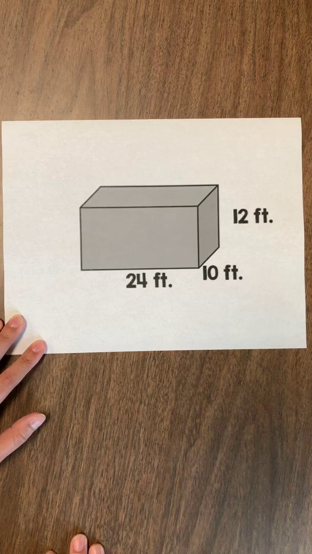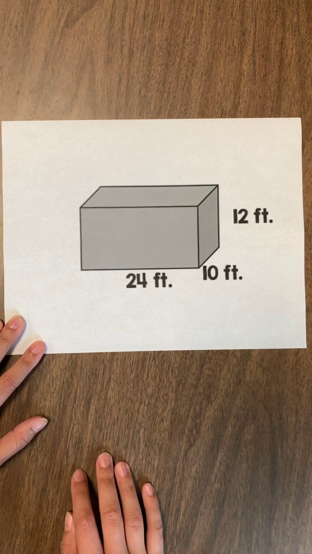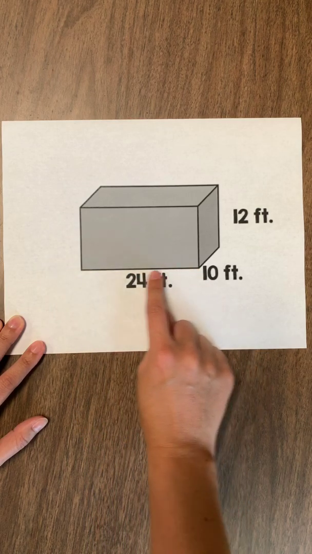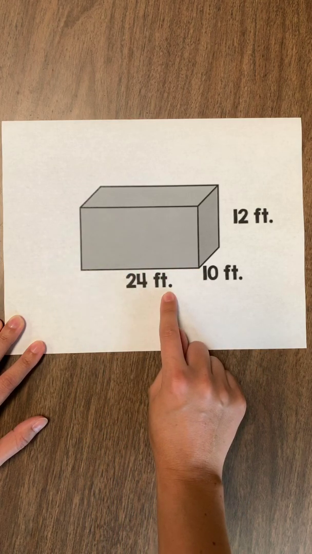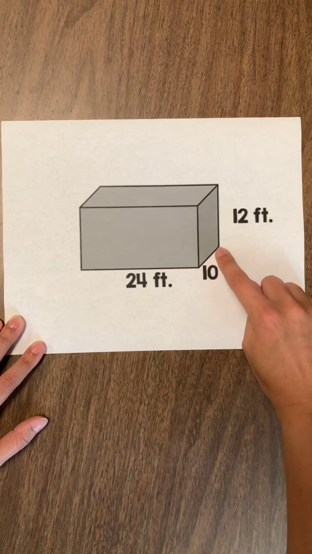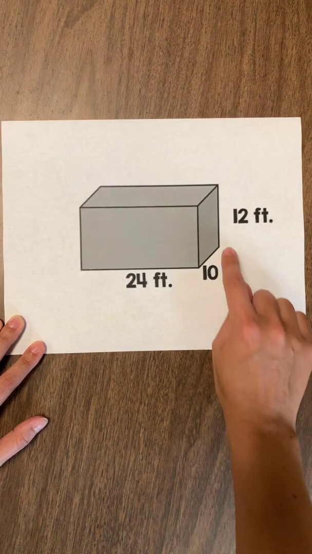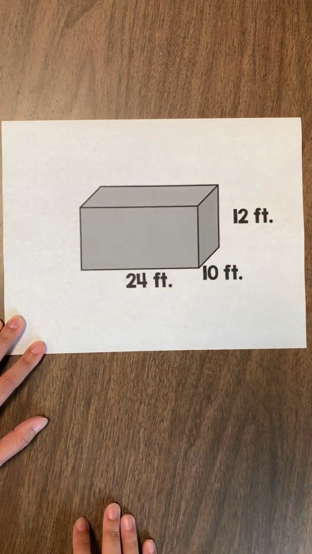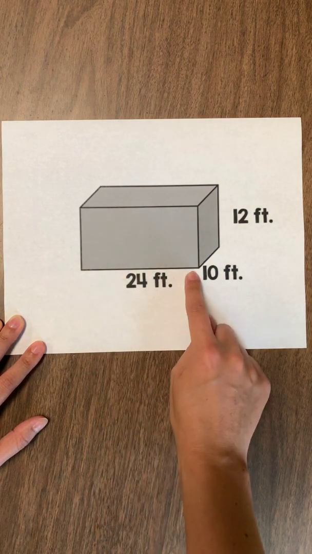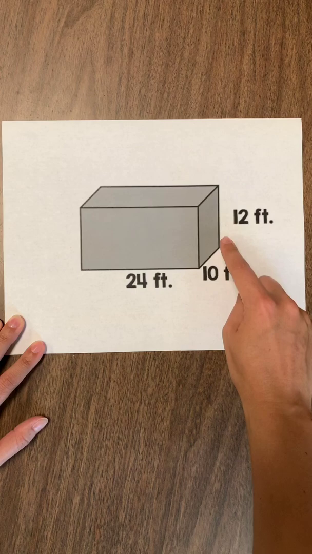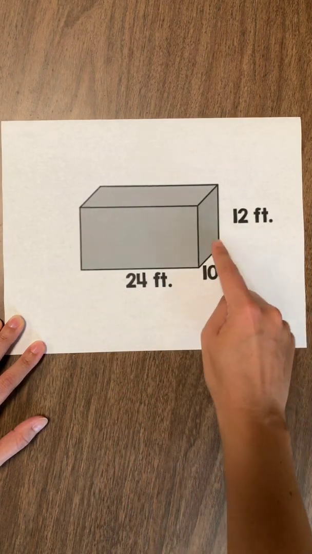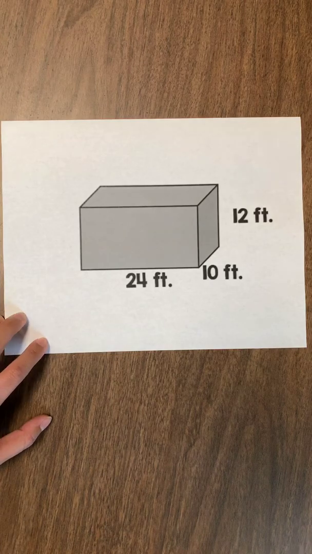So I'm going to use my formula, length times width times height. The length of this rectangular prism is 24 feet. The width of it is 10 feet, and the height is 12 feet. So to find the volume, we'll need to do length times width times height, or in other words, 24 times 10 times 12. So we will try that out.